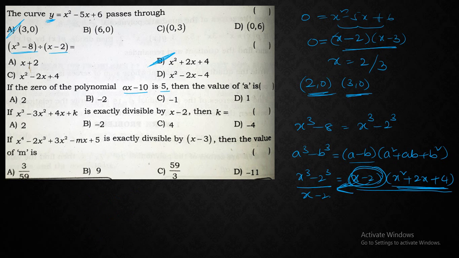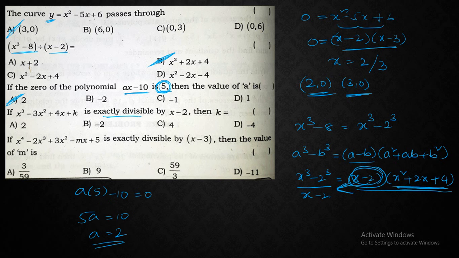So what he has given, if the zero of the polynomial ax minus 10 is 5, that means I need to replace x with 5. So a into 5 minus 10 is equal to 0. So from this 5a is equal to 10. So a is equal to 2. So the answer is a is equal to 2. Next, moving on to one more question.